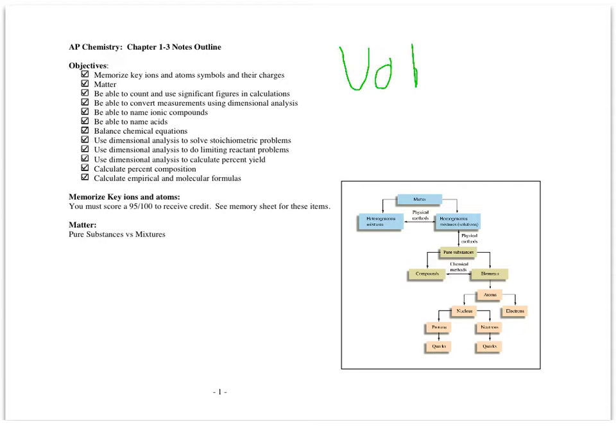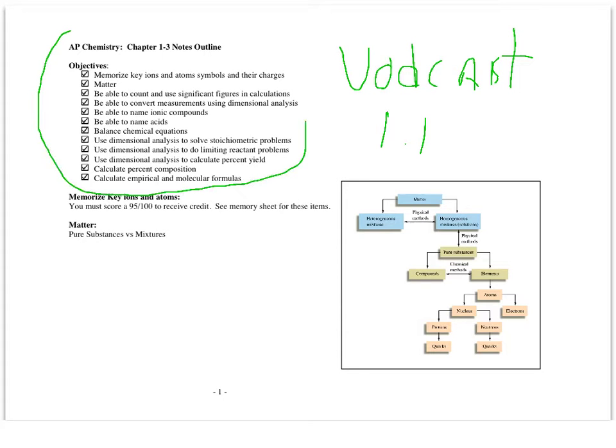Okay, this is vodcast 1.1 for AP Chemistry. Okay, this is the start of Unit 1. These are our objectives for Unit 1 up here in the corner. You can read through those at your leisure.